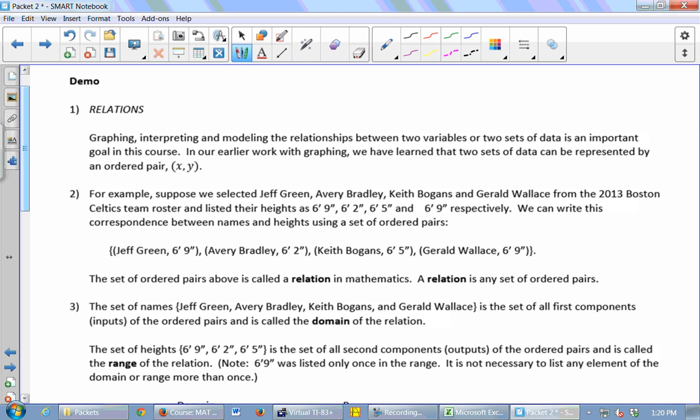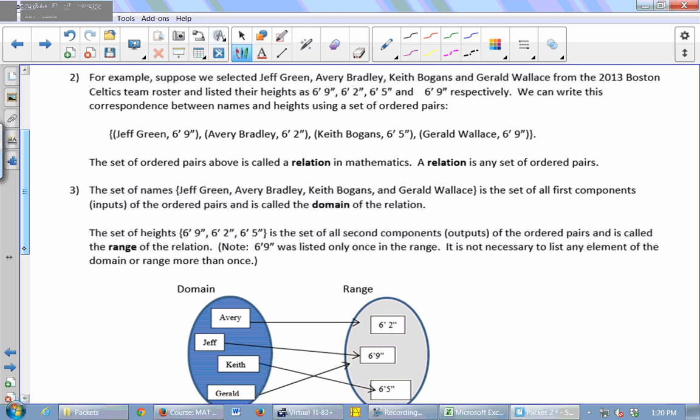Okay, so relations is going to be the topic for today. Graphing, interpreting, and modeling relationships between two variables or two sets of data is an important goal in the course. In our earlier work with graphing, we've learned that two sets of data can be represented as an ordered pair, x comma y. So for example, let's say we select Jeff Green, Avery Bradley, Keith Bogans, and Gerald Wallace from the 2013 Celtics team roster, and we list their heights, 6'9", 6'2", 6'5", and 6'9".